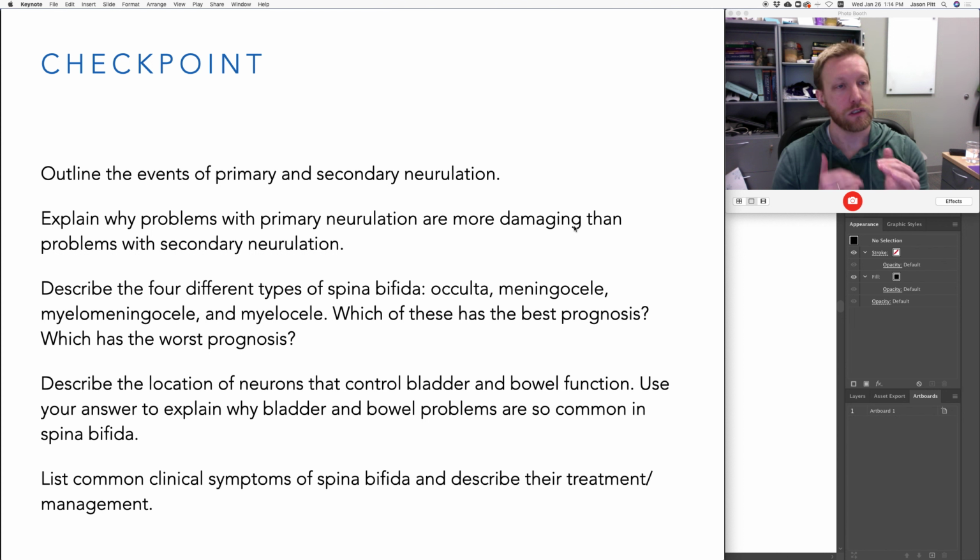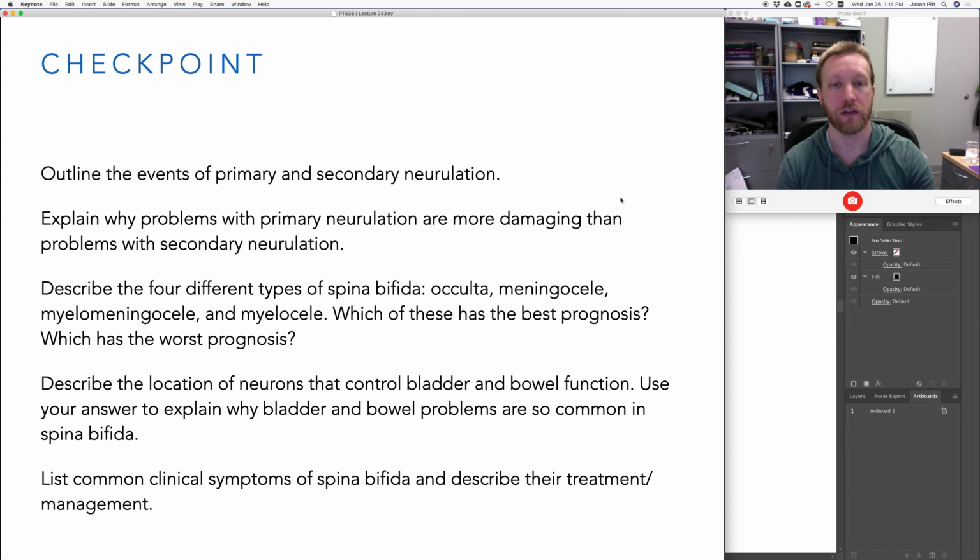But review those, the different types of spina bifida as well, and just consider the various treatments that are available. If you have any questions, fill out the questions box. Let me know what's tricky.